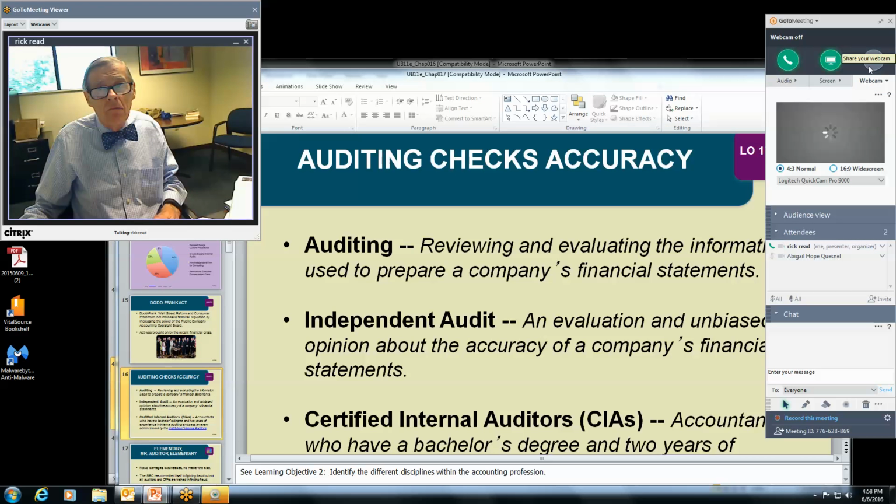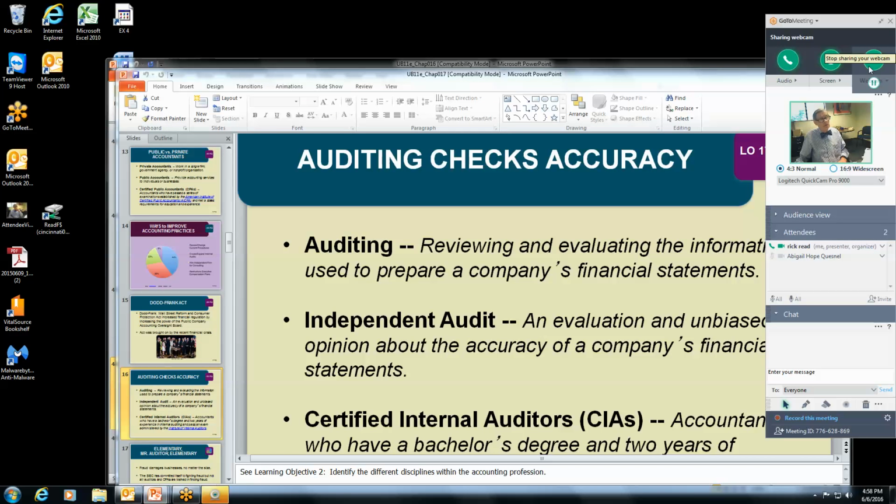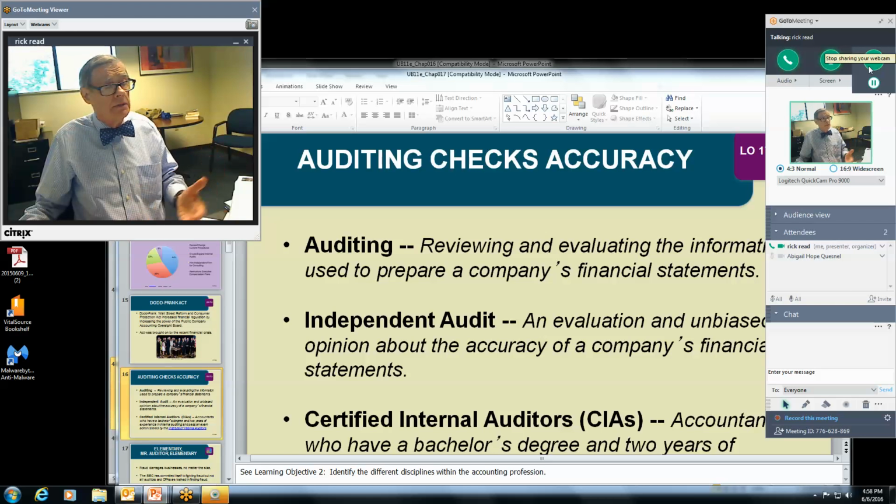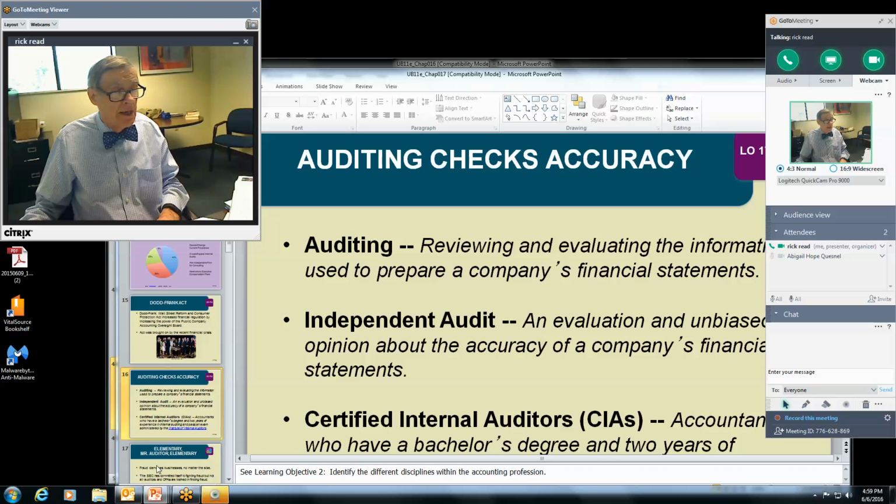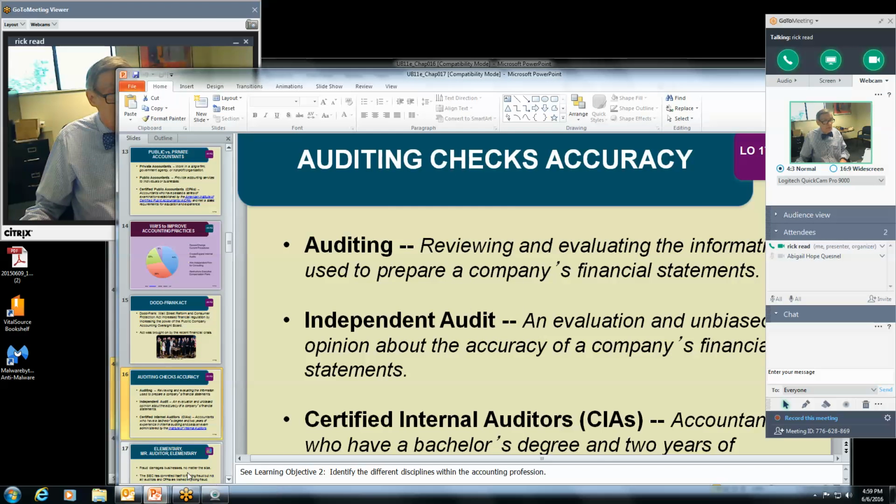Auditing, by the way, is not just related to facts and figures. You can audit any type of business operation. But here we're talking about looking at financial statements. We talked about independent auditors, certified internal auditors, someone like a CPA, except that they're auditors, they're not public accountants, and there is a bachelor's degree, et cetera, and these people do have to take a national test to become certified.